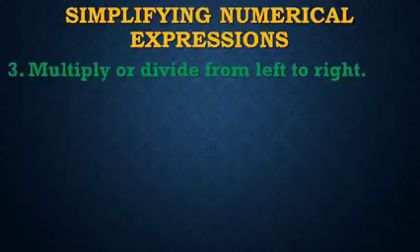Third, after operating the grouping symbols and exponential expressions, we need to multiply or divide from left to right. So kung may makikita tayo ditong two operations, let's say for example multiplications or divisions, kung sino ang mauuna from left, siya yung una nating i-multiply or i-divide from left to right. We need to operate the multiplication or division from left to right. Kung sino yung mauuna from left to right, either multiplications or division.